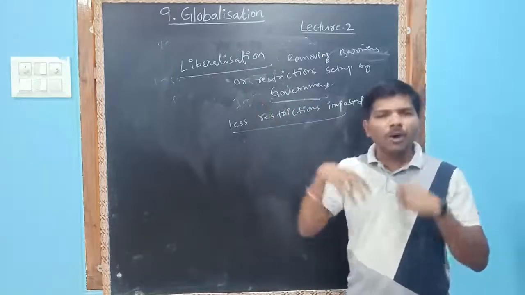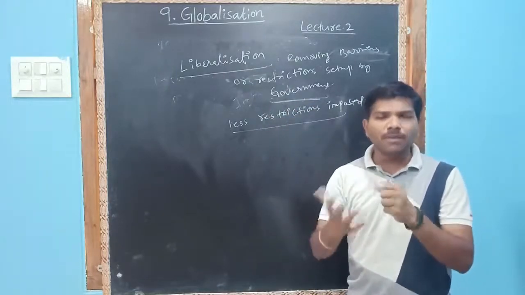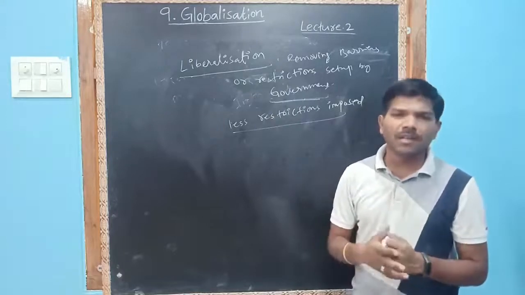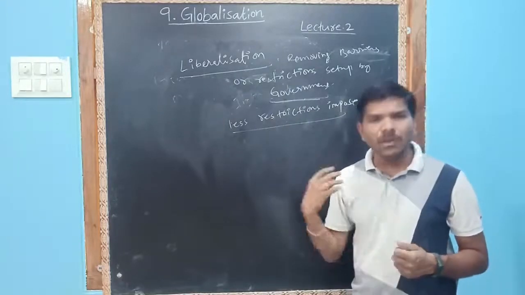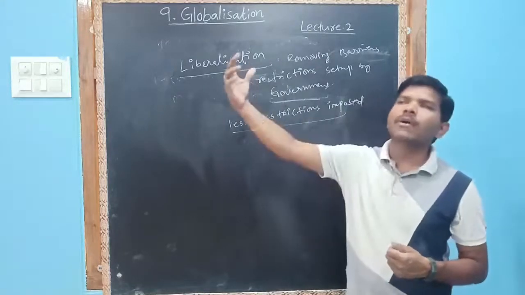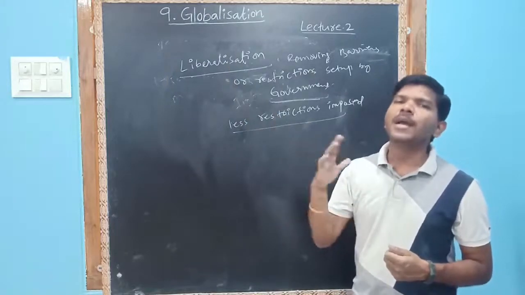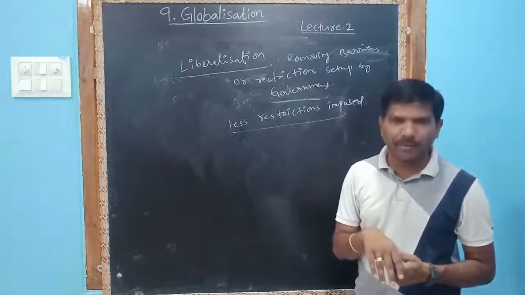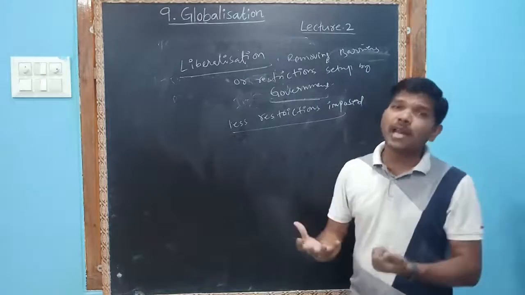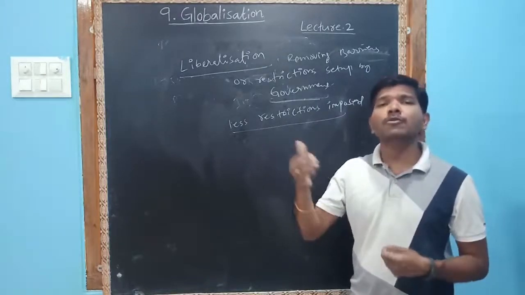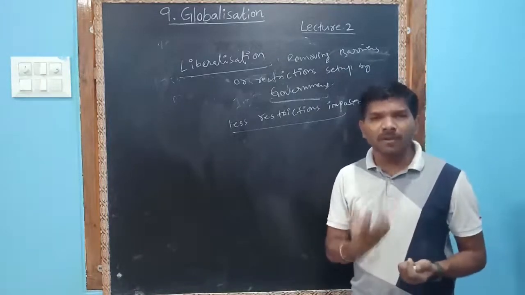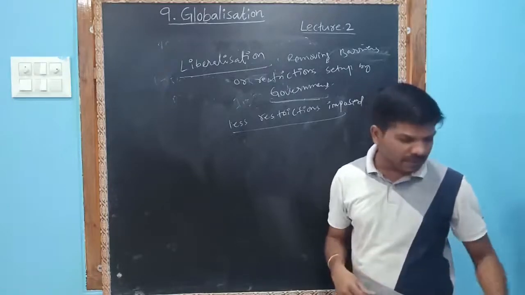At the same time, the government is also accepting. So sometimes there are dual benefits for the producers and also the government. Because if the government allows them, they will pay tax to the government. If they are able to pay more and more taxes, the government will be benefited. So there are dual benefits.